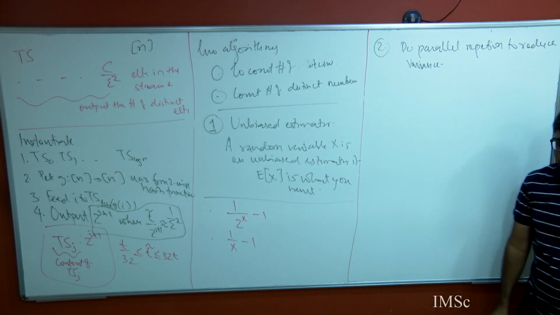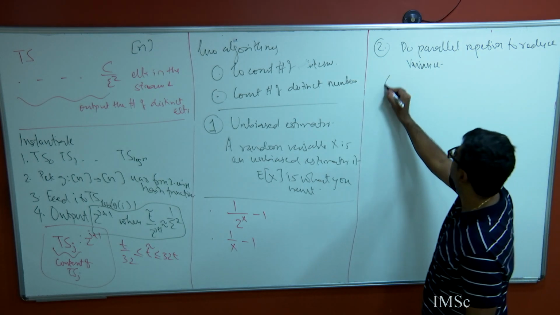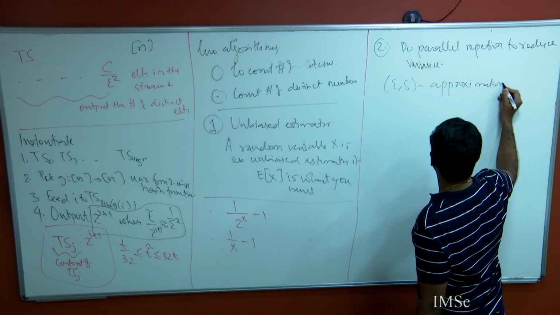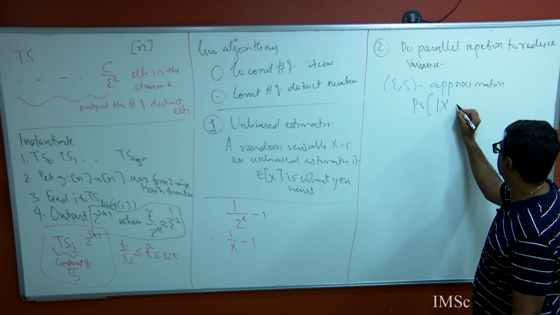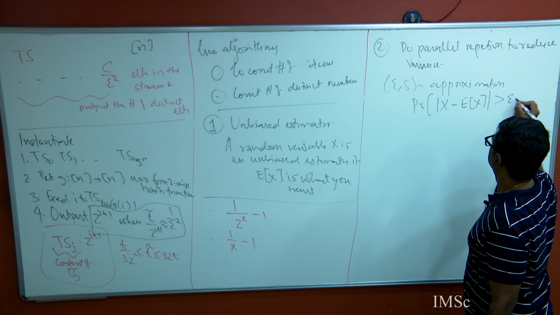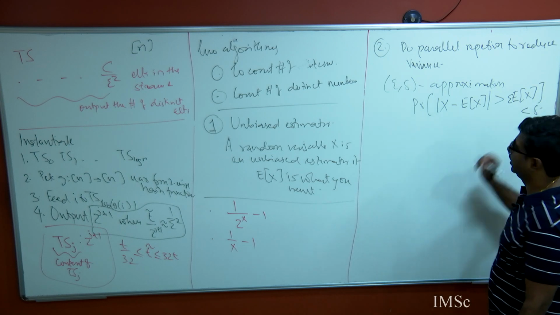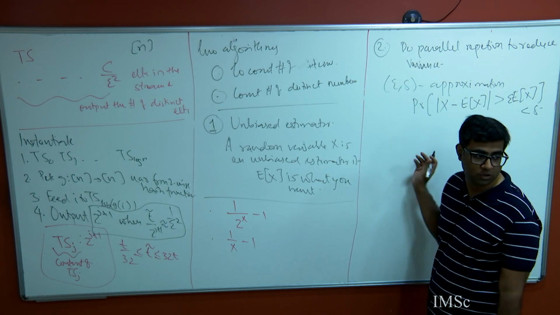Right? So what did we do? The variance of just this estimator alone is not good enough. It doesn't give you the kind of bound we wanted. So what are we looking for? We are looking for an epsilon delta approximation. What I mean by epsilon delta approximation is that the probability that whatever you are going to return is not too far away from the true value is at least 1 minus delta, right? So this is what it means.